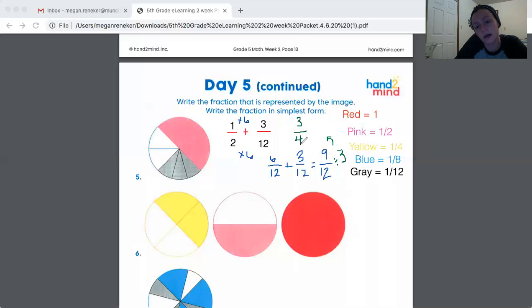Which, if we look back at our model here, 3/4 of this circle are shaded in, so it makes sense with my answer. My answer is 3/4. Okay.